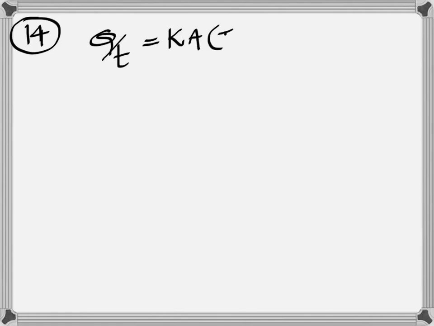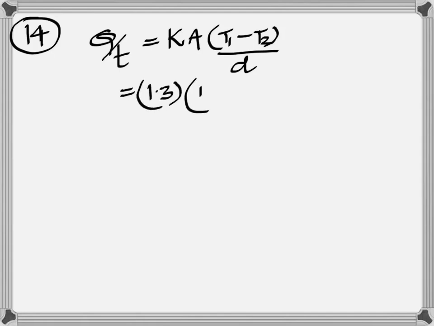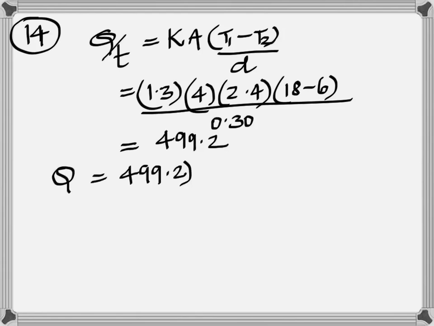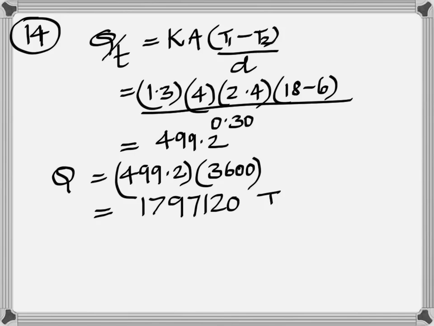14. Formula for conduction. Four times 2.4 is how you find the area. So you get 499.2. That is in 1 second. And since you got to find it in 1 hour, multiply it with 3600, gives 1.79 megajoules.